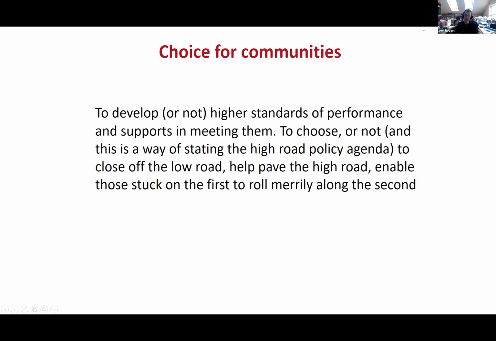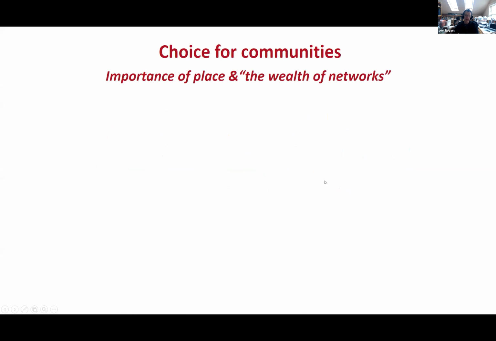And that's a way of stating the high road policy agenda: to close off the low road, help pave the high road with permeable pavement, I assure you, and then enable those stuck on the first to roll along the second. And all this puts tremendous value on the importance of place, the importance of local culture, the importance of the wealth of networks that enables you to get lots and lots of little increments of value connected among people in constructive ways.